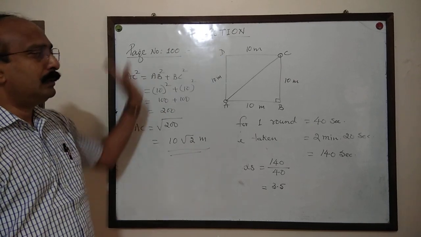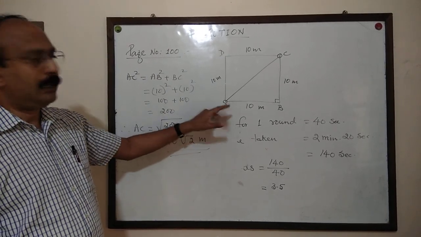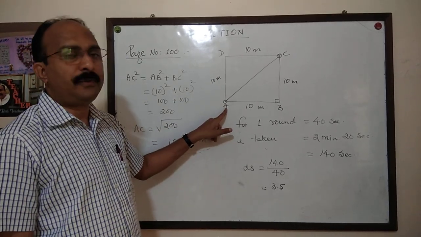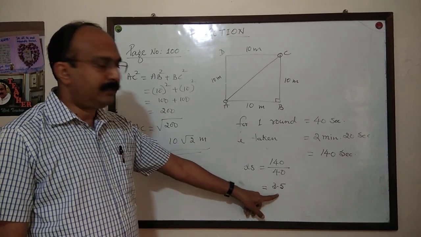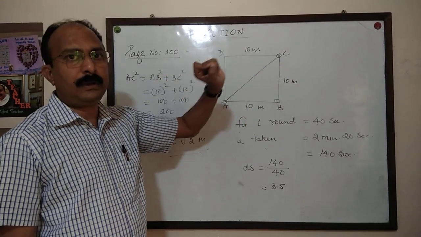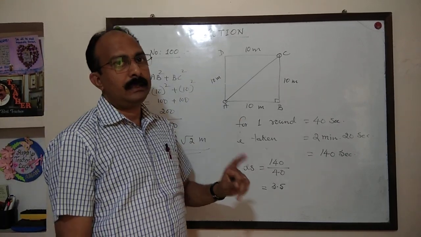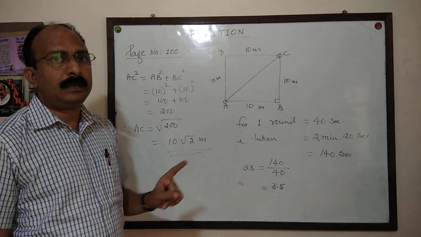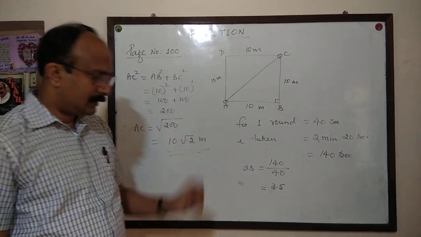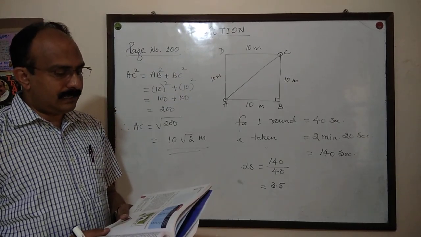I hope all of you understood the solution, because you have to explain it in detail in your own words. Let the farmer start from A. After 3.5 rounds, he will be at C. Then you have to write, therefore, displacement is equal to AC. Now using Pythagoras theorem in right triangle ABC, then come to this. Now the next question, question number 3.